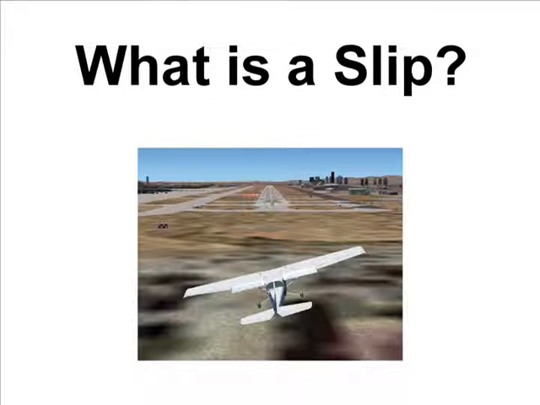In order to combine the crab and slip into the optimum crosswind landing technique, we have to see what is really happening in a slip so that we can determine its advantages and disadvantages. We will start by defining centripetal force.